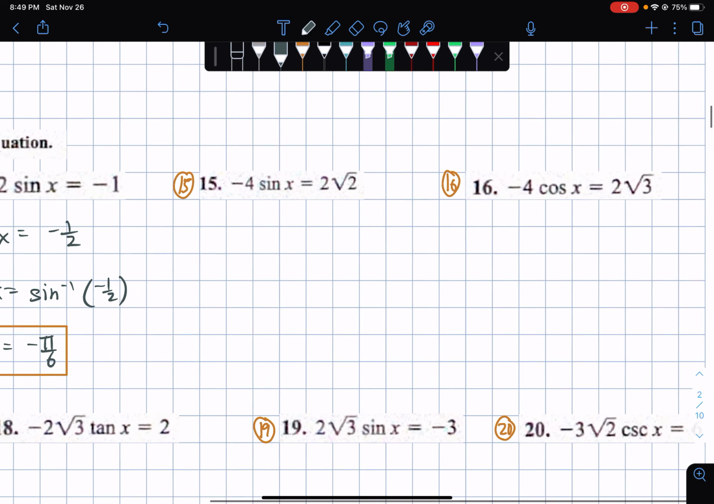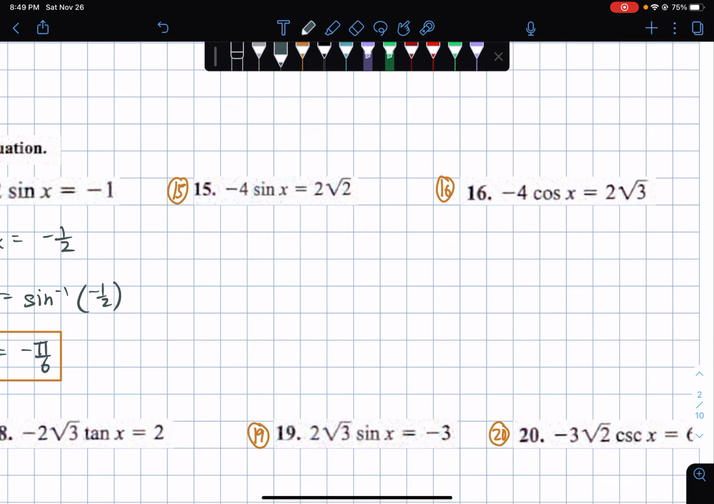Okay, for number 15, negative 4 sine x is equal to 2 times the square root of 2. Divide both sides by negative 4. Whatever is multiplied to sine x or cosine x or tangent x, we eventually have 2 times the square root of 2 divided by negative 4. So in case that value with an arc sine, and we have negative pi over 4.